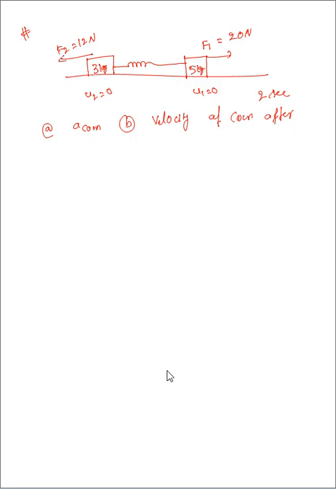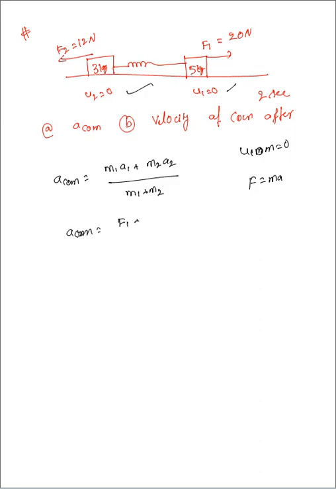So here UCOM value is 0, given in the question, because u1 is 0 and u2 is also 0. Now we need to calculate acceleration of COM. Acceleration of COM can be written as M1A1 plus M2A2 divided by M1 plus M2. We know that force equals MA, so in place of M1A1 I am going to write F1. So F1 plus F2 divided by M1 plus M2.